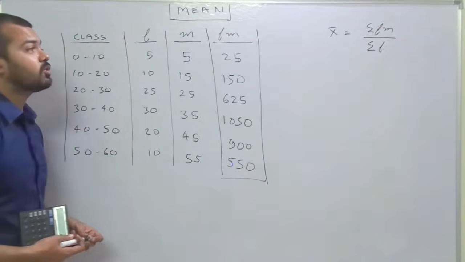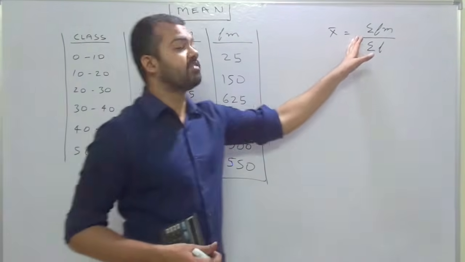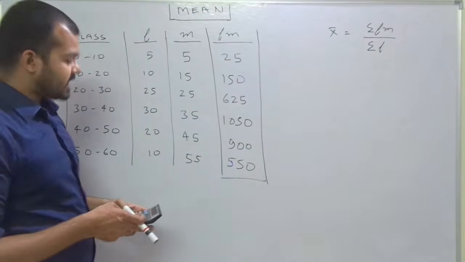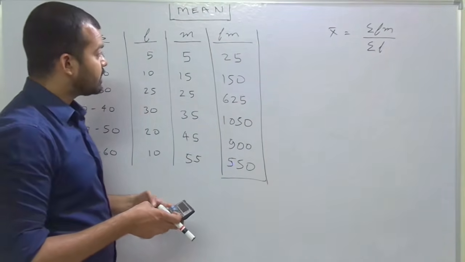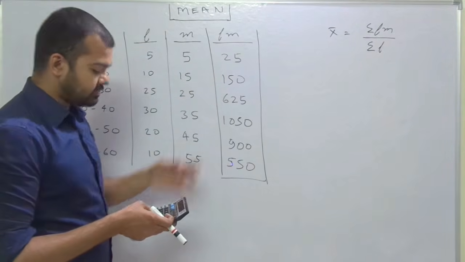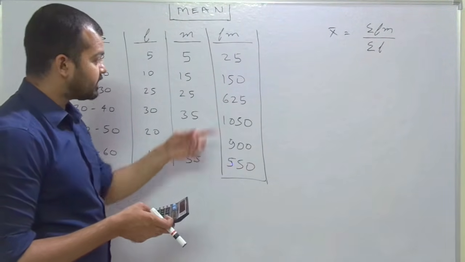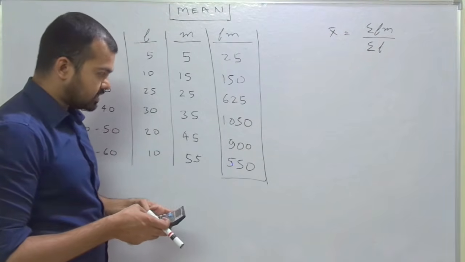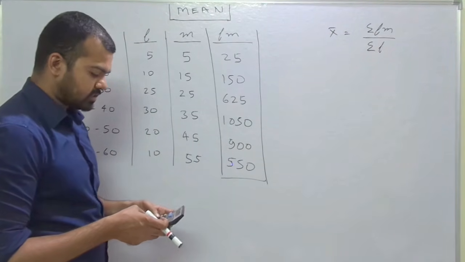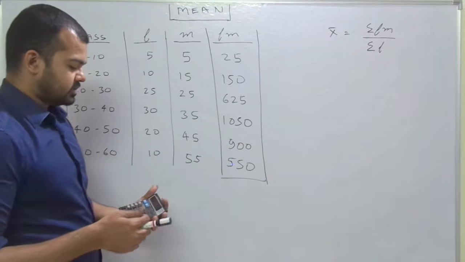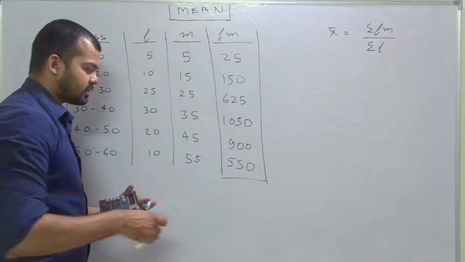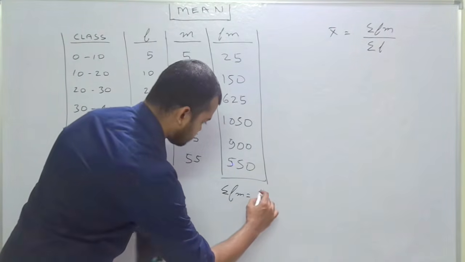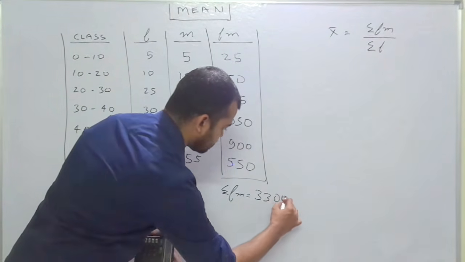Now the demand for the formula is summation Fm. It means you have to add all these figures. When we add all these figures, like 25 plus 150 plus 625 plus 1050 plus 900 plus 550, the figure comes out as 3300. That is, summation Fm is equal to 3300.